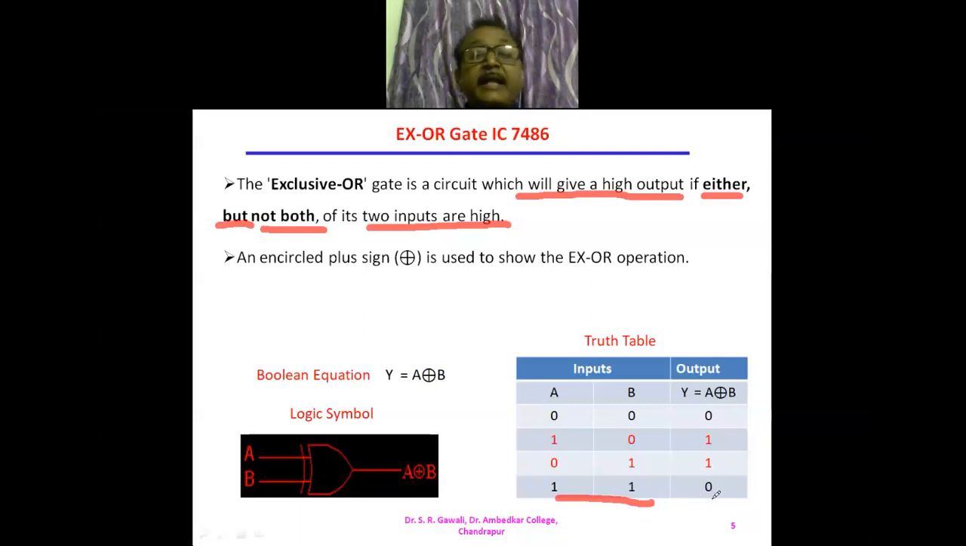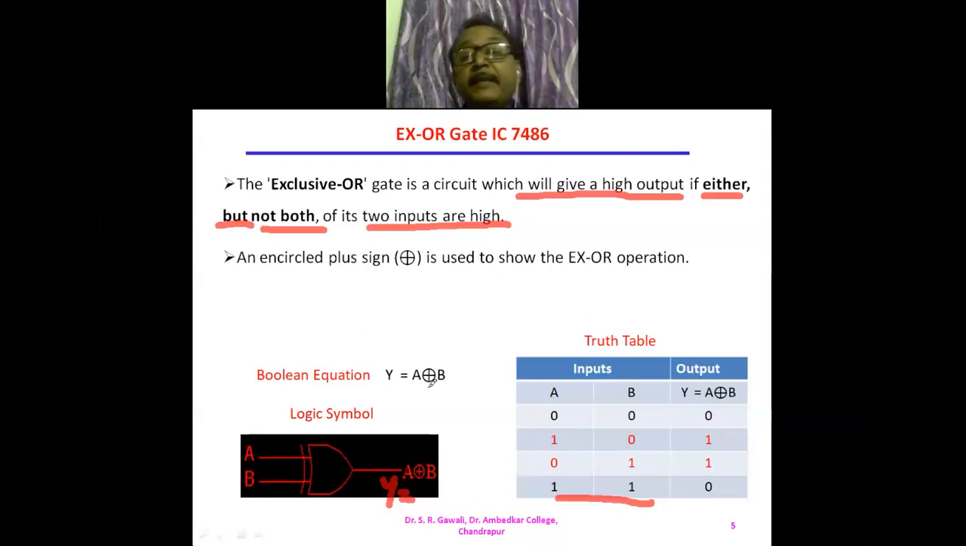Okay. And the logic symbol of this exclusive OR gate is similar to the OR gate. The only difference is that there is one curved line on the input side. The Boolean equation for the exclusive OR gate is A direct sum B, A plus in a circle B. It is known as the direct sum.